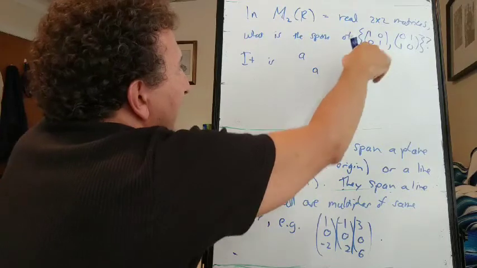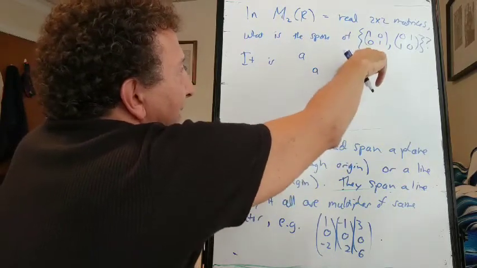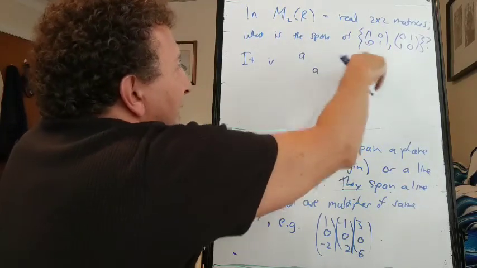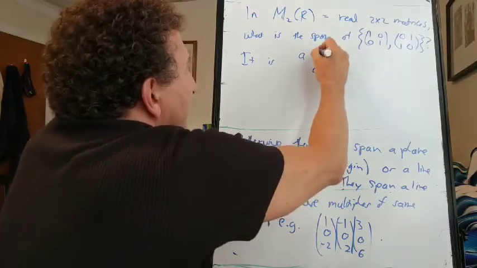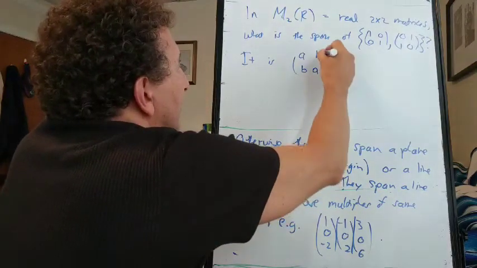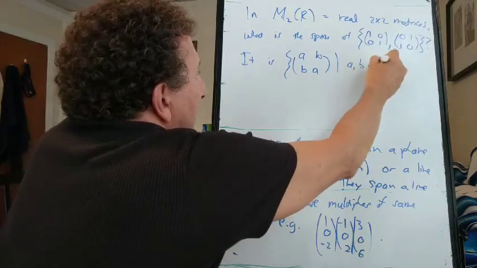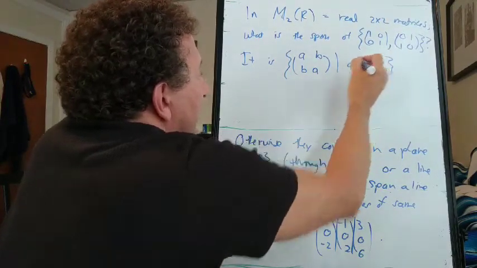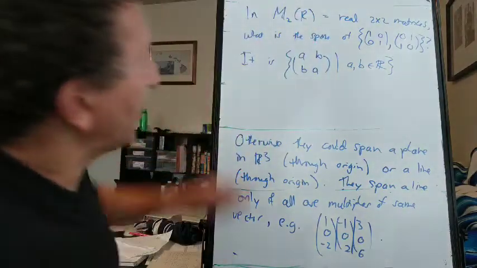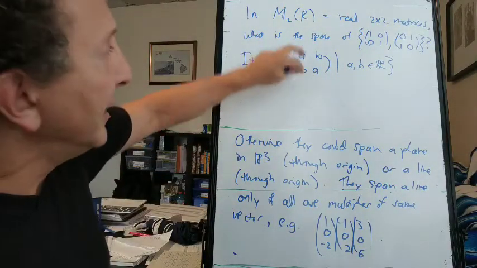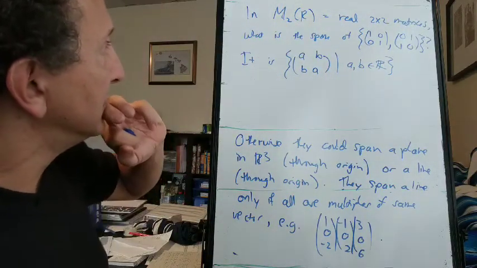So taking a multiple of the identity, let's say we take A times the identity, is going to put A on the diagonal. Then if we take B times this matrix, that's going to put B off the diagonal. So it's all the matrices you can get by putting one number on the diagonal and another number off the diagonal.